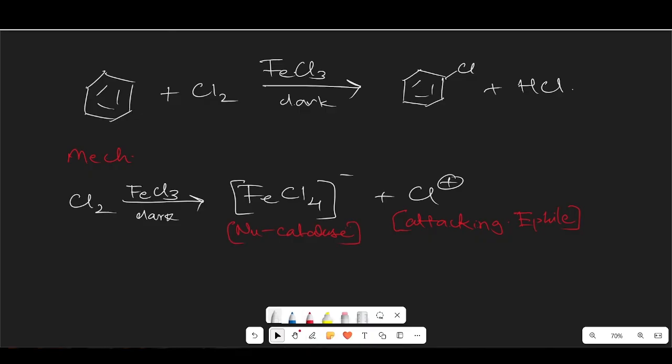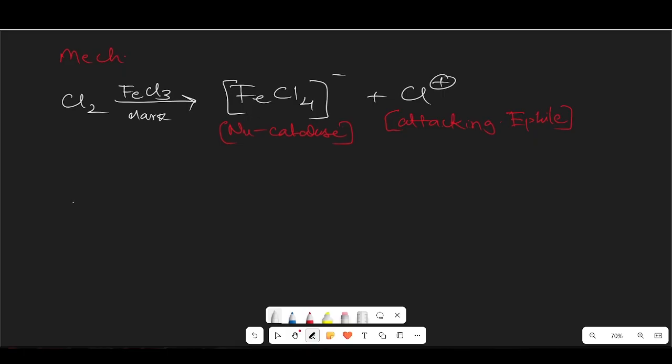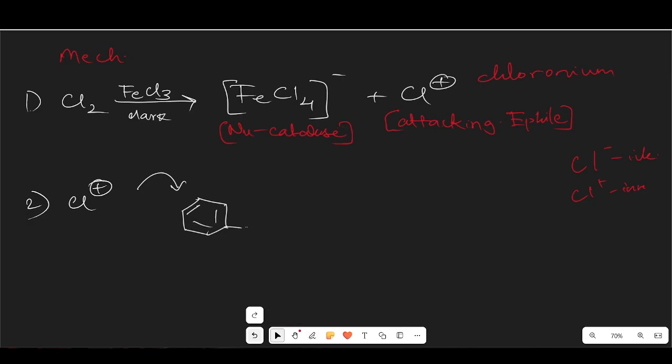Now, this chlorine in the second step, this is 1, this is 2. The second step, this chloronium, sorry, this is chloronium, but this is important to remember. Whenever you have a negative charge, it's chloride, and when you have a positive charge, it's chloronium. So, ide, ium. So, chloronium will attack our benzene. Of course, benzene has a hydrogen because it has the molecular formula C6H6.